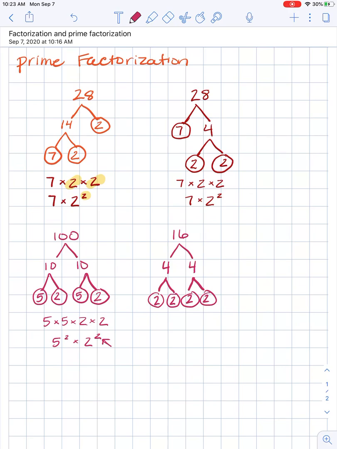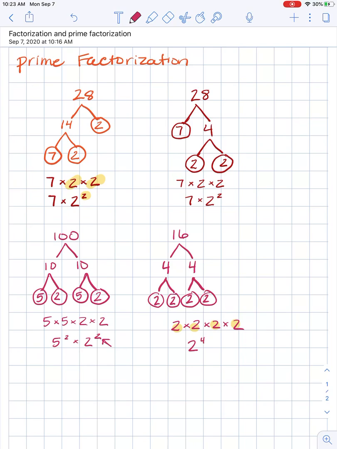So my prime factorization would be 2 times 2 times 2 times 2. I see 1, 2, 3, 4 2's. So I could say that this is 2 to the power of 4 because there are 4 2's.